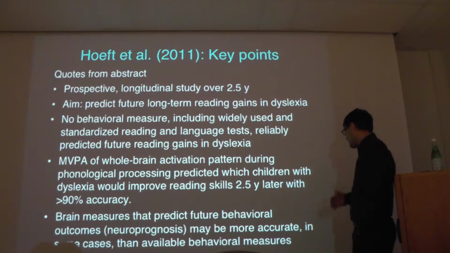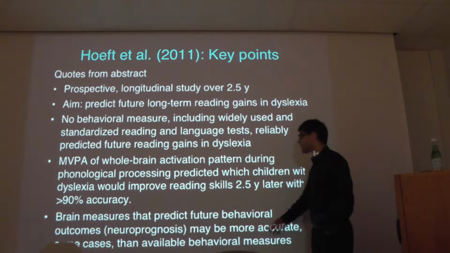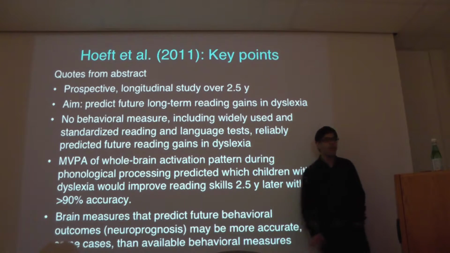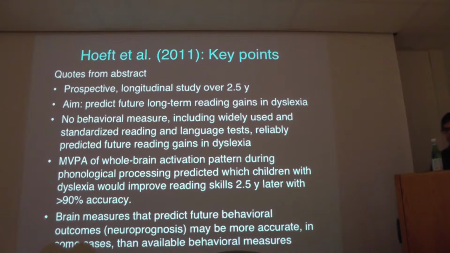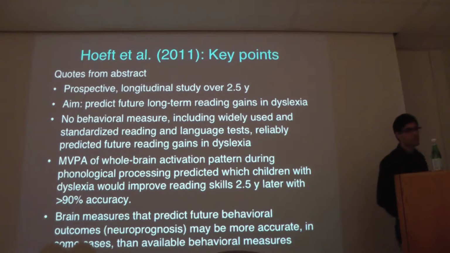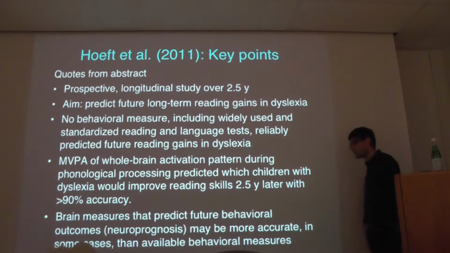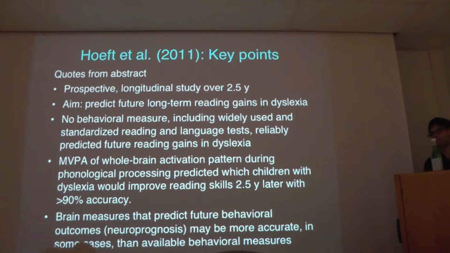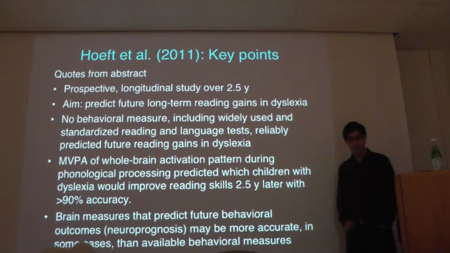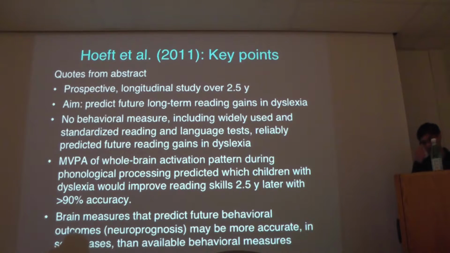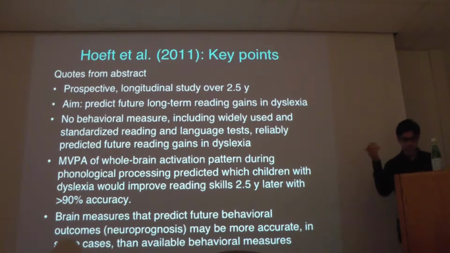So why should you care? Because predicting future behavioral outcomes, neuroprognosis, may be more accurate in some cases than available behavioral measures. There's a famous phrase, I'm sure you've heard it, that is sometimes attributed to the physicist Niels Bohr and sometimes attributed to the baseball player Yogi Berra. It might be both of them. Prediction is difficult, especially about the future. Everybody wants to be able to predict the future. Predicting the future is very, very difficult. So if you can find anything that gives you a little bit of extra information, that can be valuable, especially if it's something that affects millions and millions of kids.